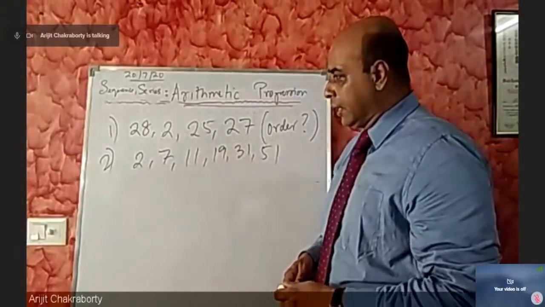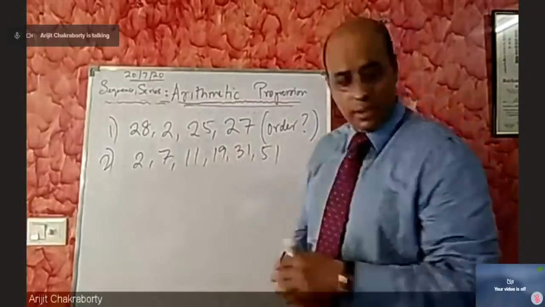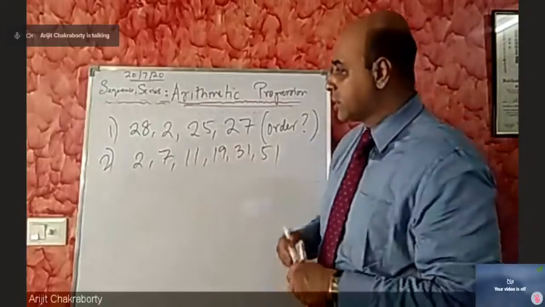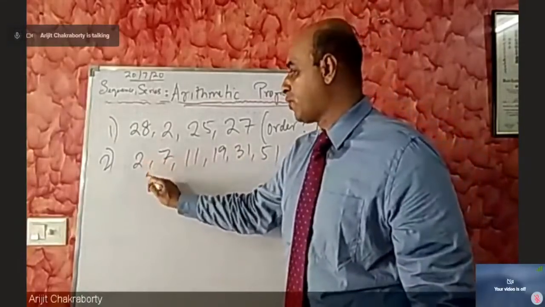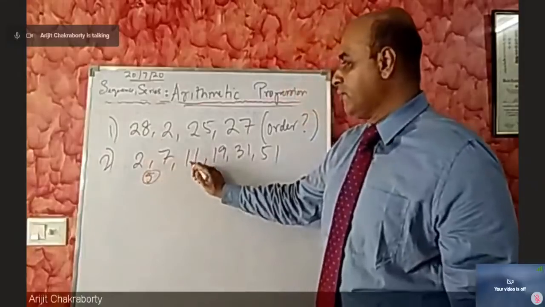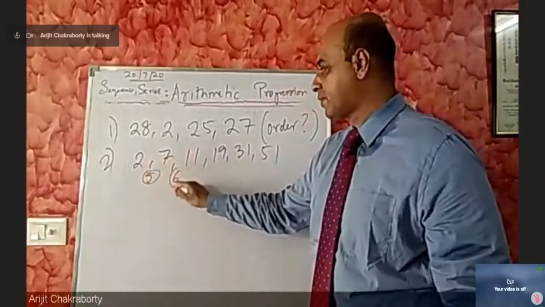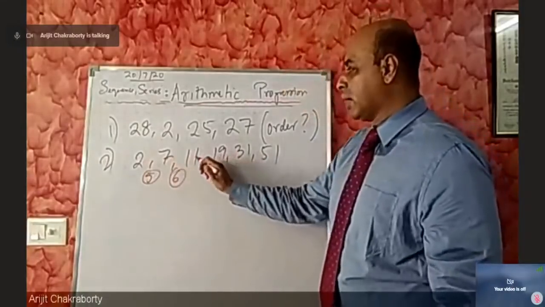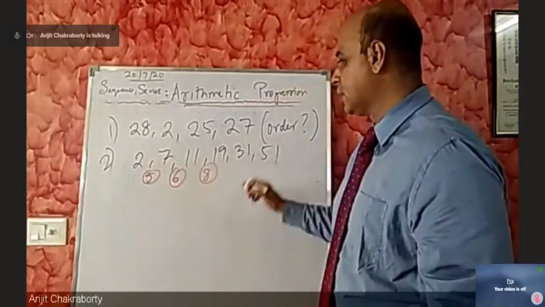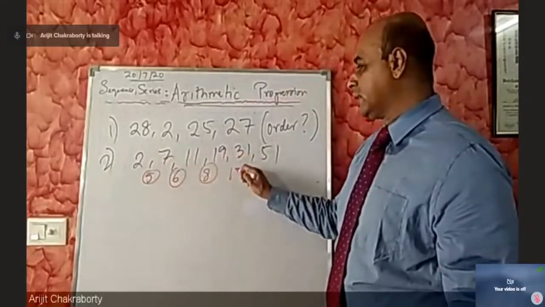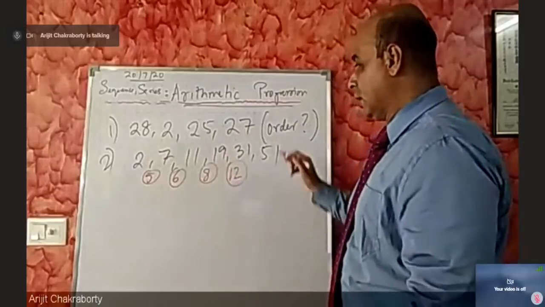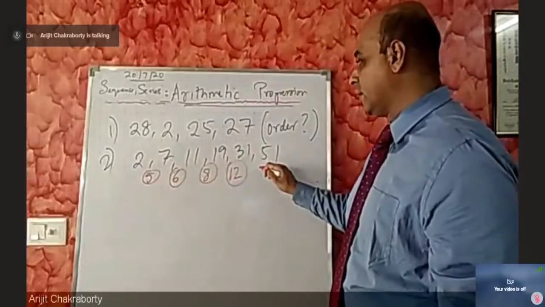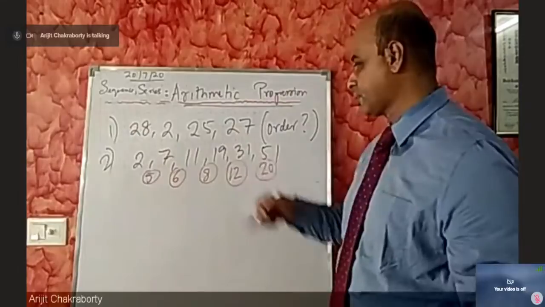Okay? Of course, let us see the difference now. The common difference. 7 minus 2 is 5. 11 minus 7 is 6. 19 minus 11 is 8. 31 minus 19 is 12. 51 minus 31 is 20.